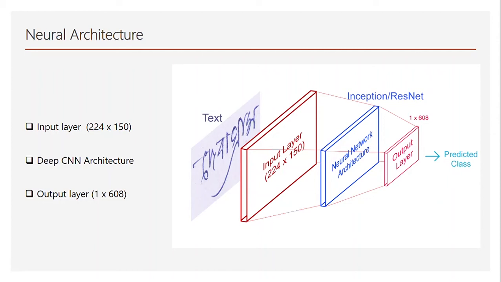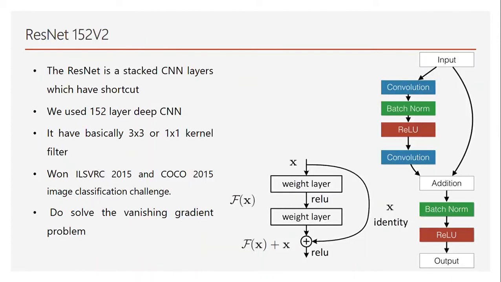That's why the output layer has 60. In our first model, we use ResNet 152 version 2 as a hidden layer. It is a stacked CNN layer which has shortcuts. In the image at the right side, we can see how shortcuts work. If f(x) is a filter, as in the image at the middle, and x is the identity, that is the input, then the output will be filter plus identity, that is f(x) plus x.